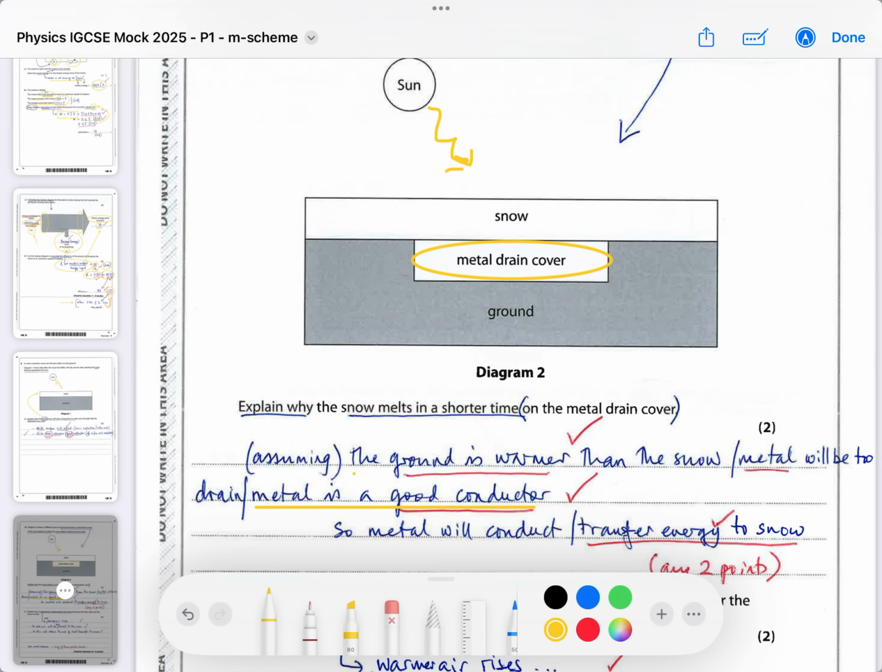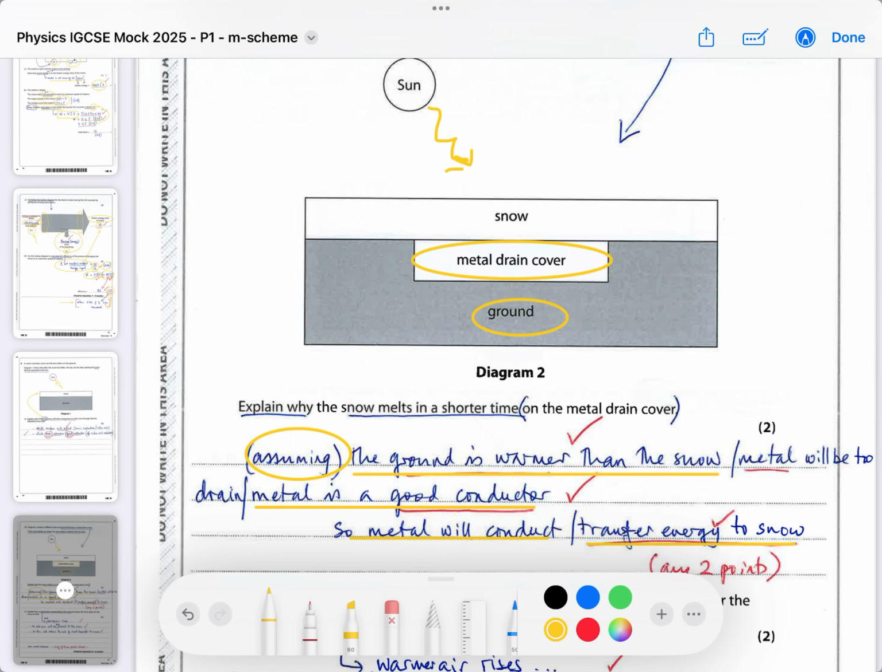Okay, so the second part is about conduction. And the ground underneath, we're assuming it's warmer than the snow. That won't always be the case, so this is, I think, why it's a tricky question. The ground underneath here is not frozen or is not as cold as the snow. We're assuming that. I think it's not always good to assume that, but that's what you've got to do. So the metal will conduct or transfer energy to the snow from below.